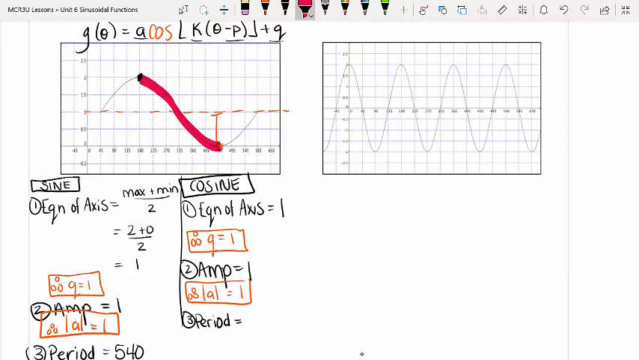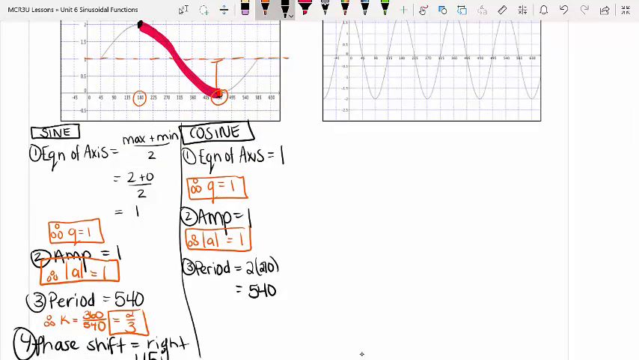Okay, so it looks like our maximum happens at 180 and our minimum happens at 450. So the difference between 450 and 180 is 270. Half the period is 270, so that means we're going to multiply that by 2 to get the full period. So the full period is 540. Okay, and that's helpful because we can use that to find the k value of the equation, right? We learned that the period of the graph is connected to the k value of the equation. So k is equal to 360 divided by the period. So when you simplify that, you get the same thing as before, 2/3.